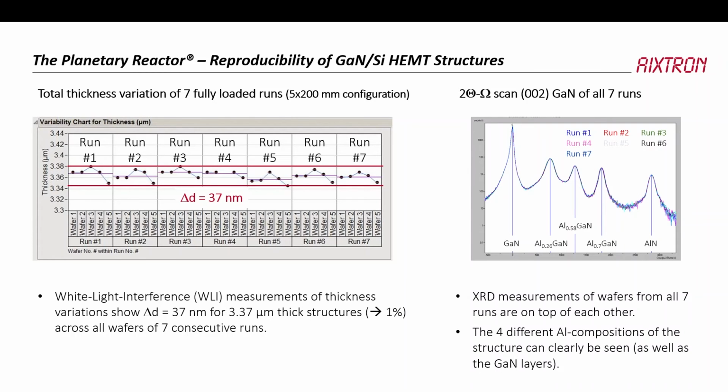And this is a composition measurement. It's still from the times of staircases. So you can see the staircase buffer, you can see the gallium nitride, the aluminum nitride, and then the staircase all the way down to the gallium.